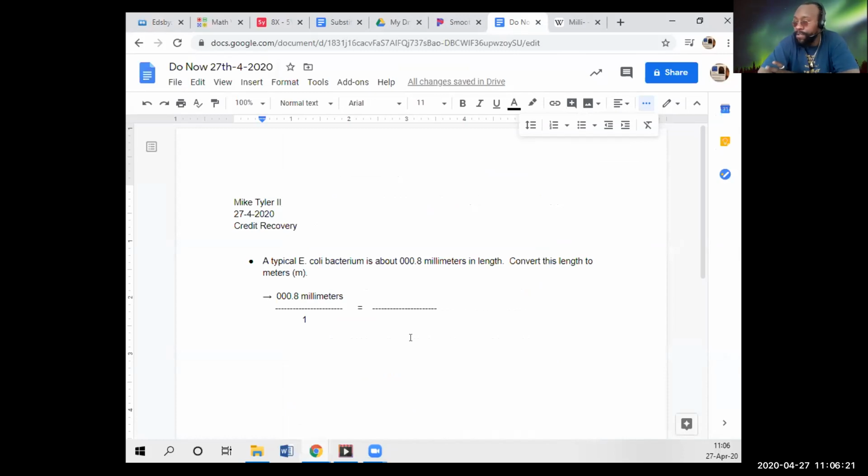All right, do you see what I have here so far for the problem? Yeah. Okay. A typical E. coli bacterium is about 0.8 millimeters in length. Convert this length to meters. You got it. So what I'm going through right now is the very first problem.